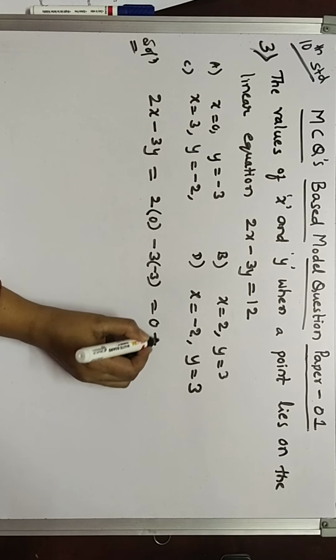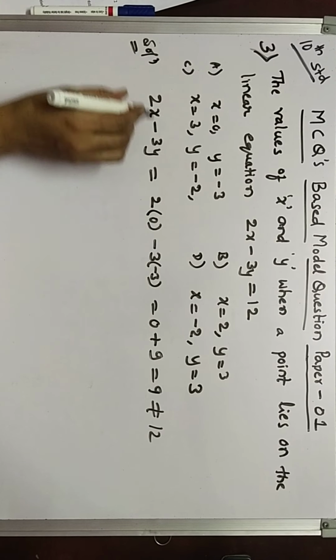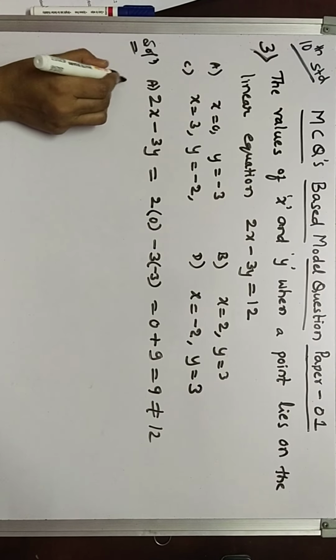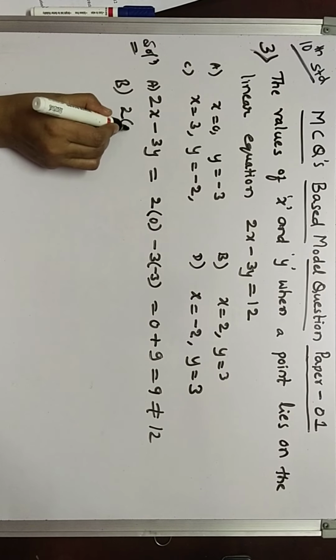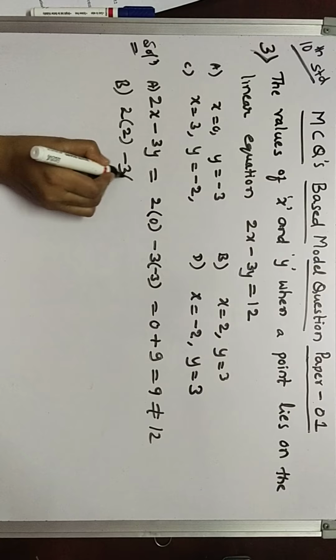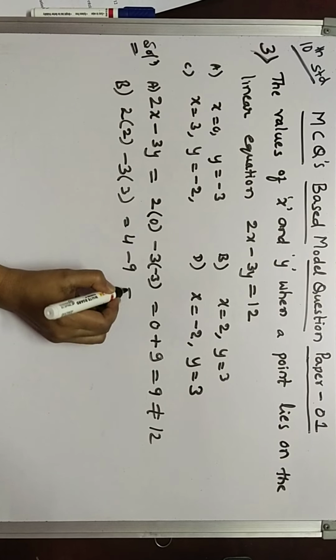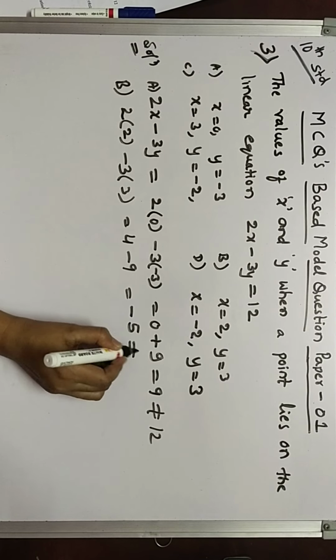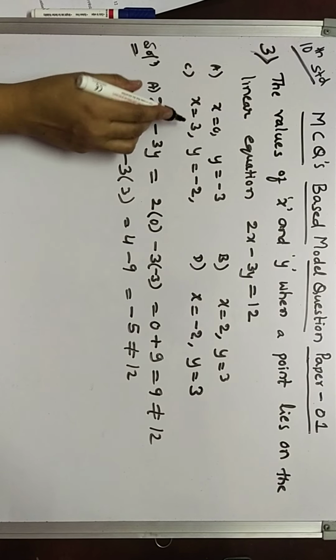So it is 0 plus 9. So the answer is 9, it is not equal to 12. So option A is wrong. Then you go for option B. So 2 into 2 minus 3 into y, y means 3. So it is 4 minus 9. So minus 5. It is also not equal to 12. So that option is wrong.